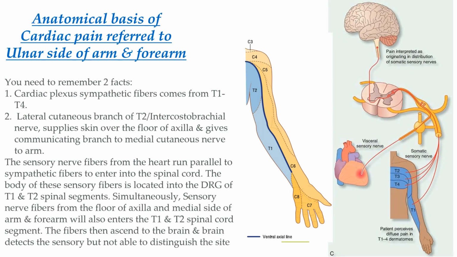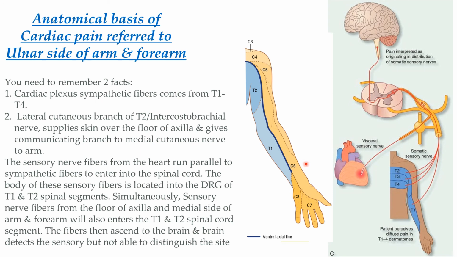To understand the anatomical basis of cardiac pain being referred to the ulnar side of the arm and forearm, you need to consider two facts. The cardiac plexus consists of sympathetic fibers which come from the first to fourth thoracic spinal segments. The lateral cutaneous branch of the second thoracic spinal segment, which is also called the intercostobrachial nerve, supplies skin over the floor of the axilla. This intercostobrachial nerve also gives communicating fibers to the medial cutaneous nerve of the arm. We will see the details of the medial cutaneous nerve of the arm when we talk about the brachial plexus. As of now, you need to consider these two facts.